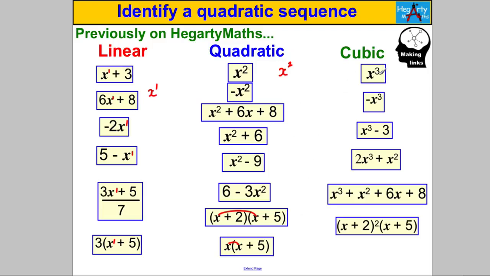And the last column are cubics because their highest power is x cubed. They have a power of x to the 3. All of these are cubics. You may think to yourself, how is this last one a cubic? Well, if you expand this out here, you're going to get something with x squared in it, and when you subsequently multiply it by the bracket x add 5, you're going to get some x cubed involved there. The highest power is x cubed, therefore it's a cubic. So we all know about linear, quadratic and cubic expressions. We are now in this video going to try and identify a quadratic sequence. Let's have a look at what those are.